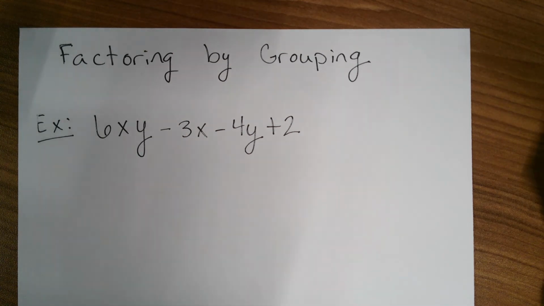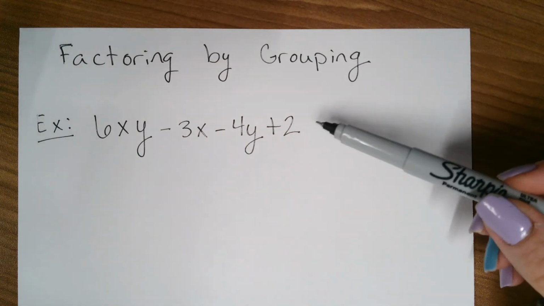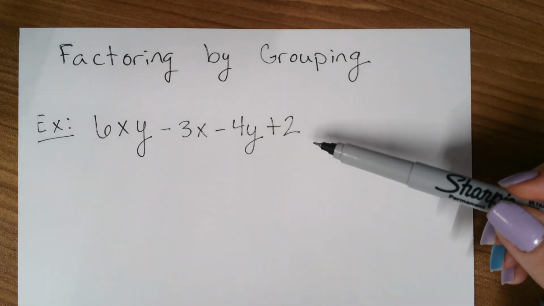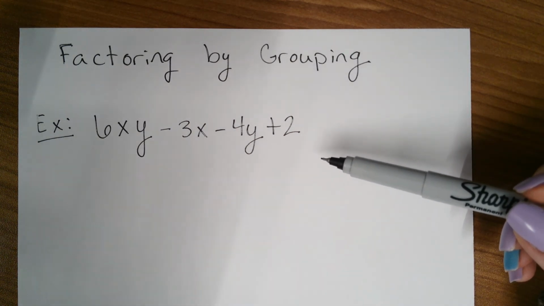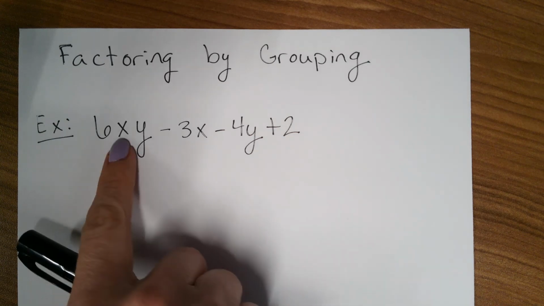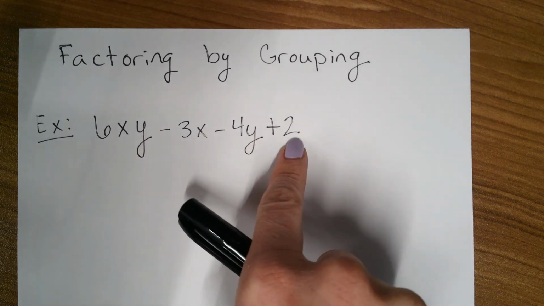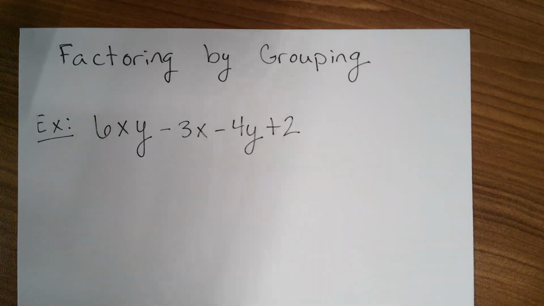So how do I know that I can group, or that this expression is a candidate for grouping? What I'm looking for is an even amount of terms. This expression has 1, 2, 3, 4 terms, which is an even number. So it is a candidate for grouping.